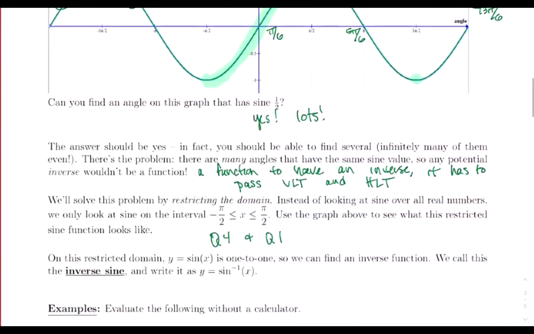So on this restricted domain, sine is 1 to 1. That means it passes the horizontal line test. So you can find an inverse function. We'll call it inverse sine. We're going to write it sine inverse of x.